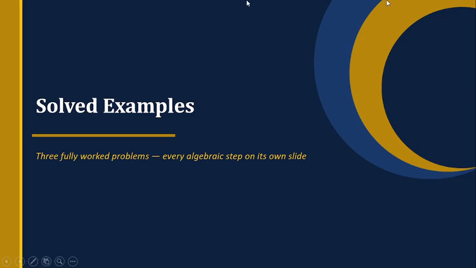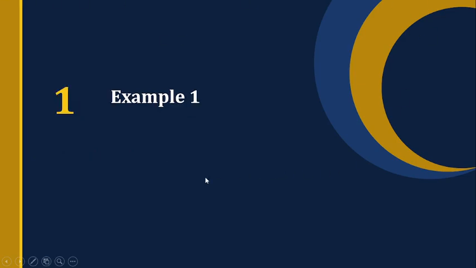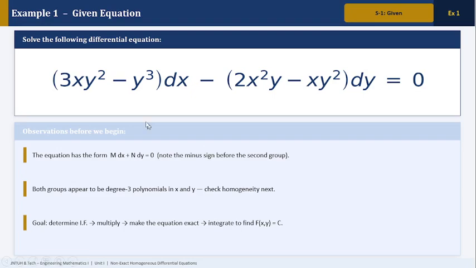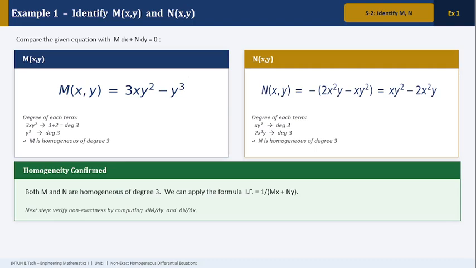Now we will fully solve 3 worked examples. And this is the first problem. Solve the differential equation (3xy² minus y³) dx minus (2x²y minus xy²) dy equal to 0. Identify M and N. M equals 3xy² minus y³, N equals minus (2x²y minus xy²), that is, xy² minus 2x²y.